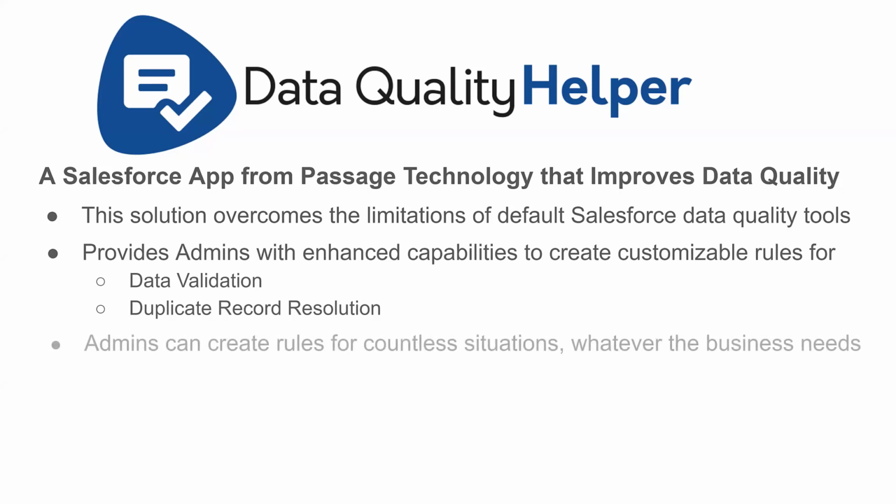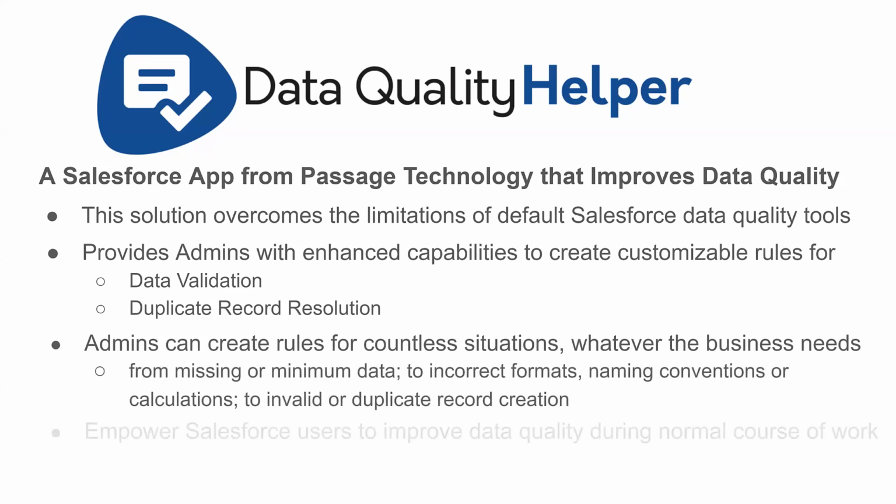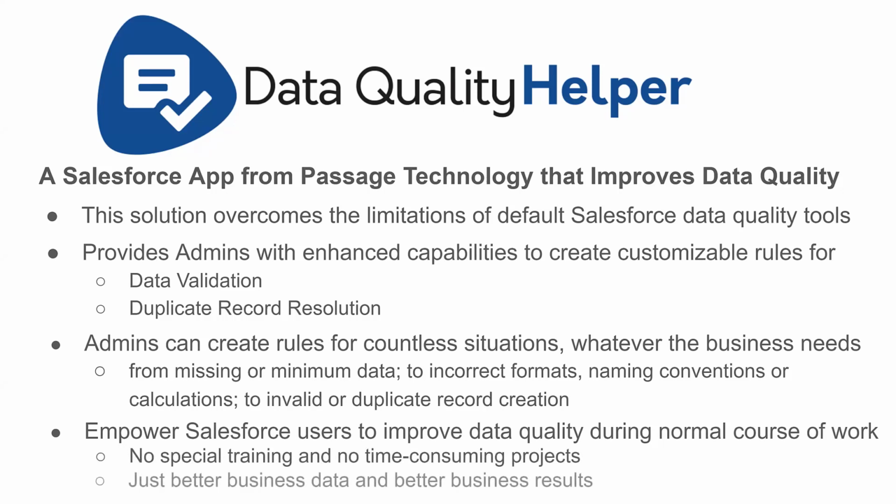With this app, admins can create rules for countless situations, whatever the business needs, from missing or minimum data to incorrect formats, naming conventions, or calculations, to invalid or duplicate record creation. These admin-created rules empower Salesforce users to improve data quality during the normal course of work, with no special training and no time-consuming projects, just better business data and better business results. Let's take a closer look at how this app works.